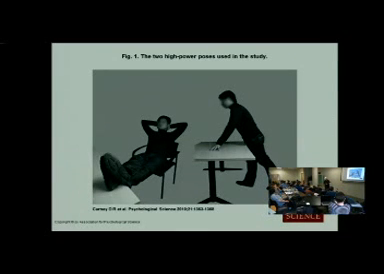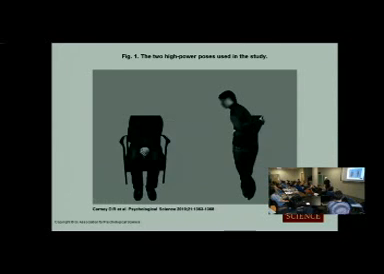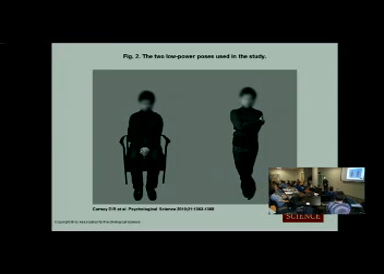The participants held 2 poses for 1 minute each. And then afterward, they measured risk-taking with a gambling task, and they measured feelings of power with a self-report task, and they measured cortisol and testosterone levels via saliva samples both before and about 20 minutes after the manipulation. So this is the 2 high power poses that they used.